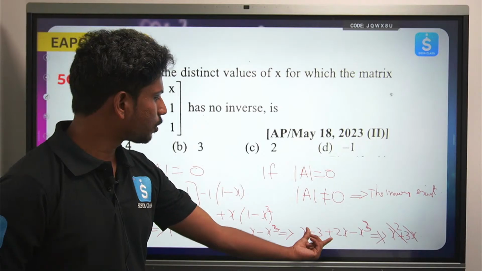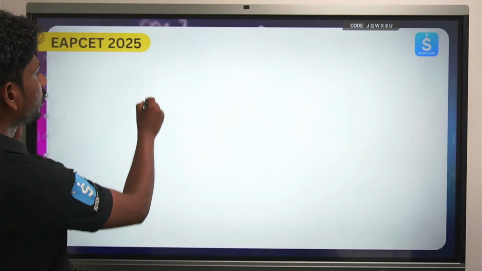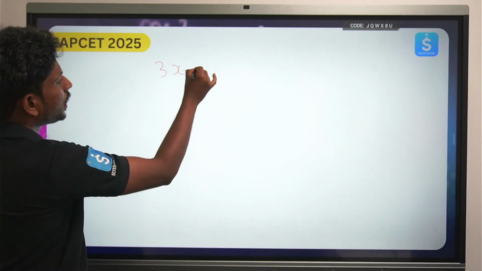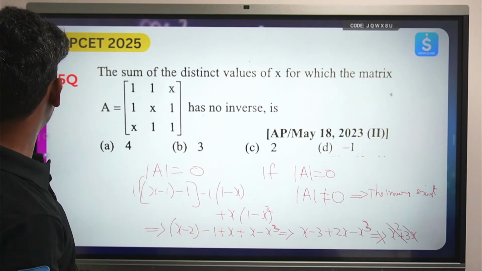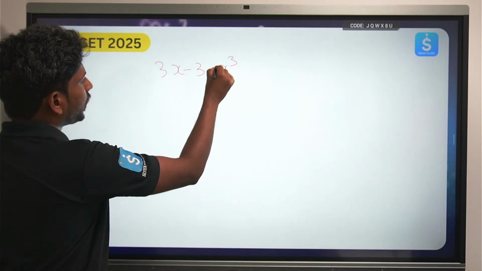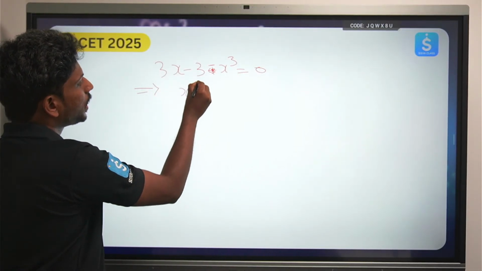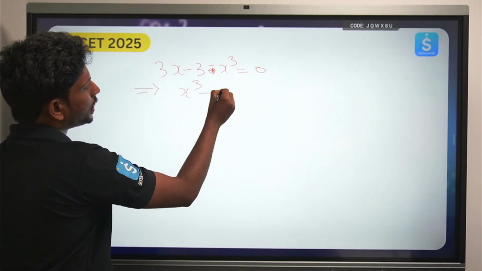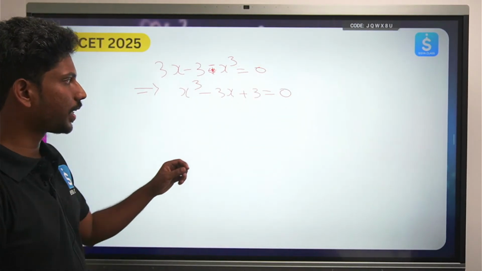So I can write it as 2x plus x as 3x. So finally I have the equation 3x minus 3 plus x cube. So I have this equation minus x cube, sorry, this will become minus x cube. Okay, 3x minus 3, this is minus x cube equals to 0. So finally I have the equation as x cube minus 3x plus 3 equals to 0.